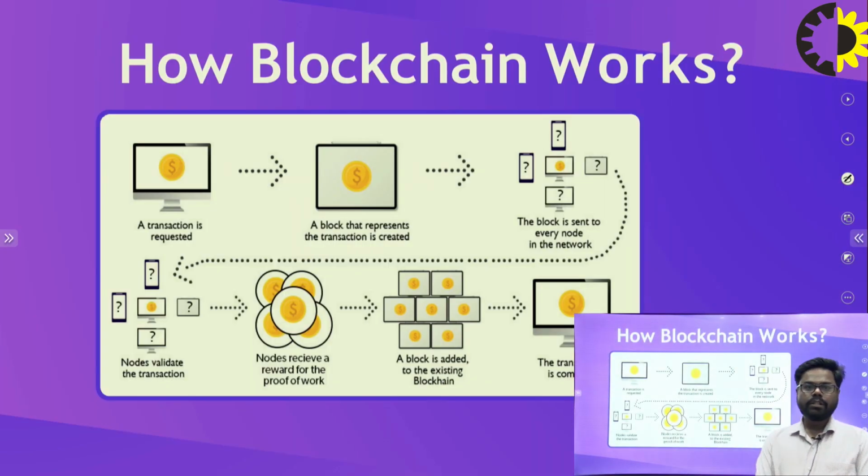So this is the method by which blockchain works. A transaction is requested, so a block representing the transaction is created, and every block is sent to every node in the network. The node validates the transaction, and the node receives a reward for proof of work, and the block is added to the existing blockchain, and the transaction is complete. This is the overall method of how the blockchain is used. Now I am going to explain how the blockchain is used.